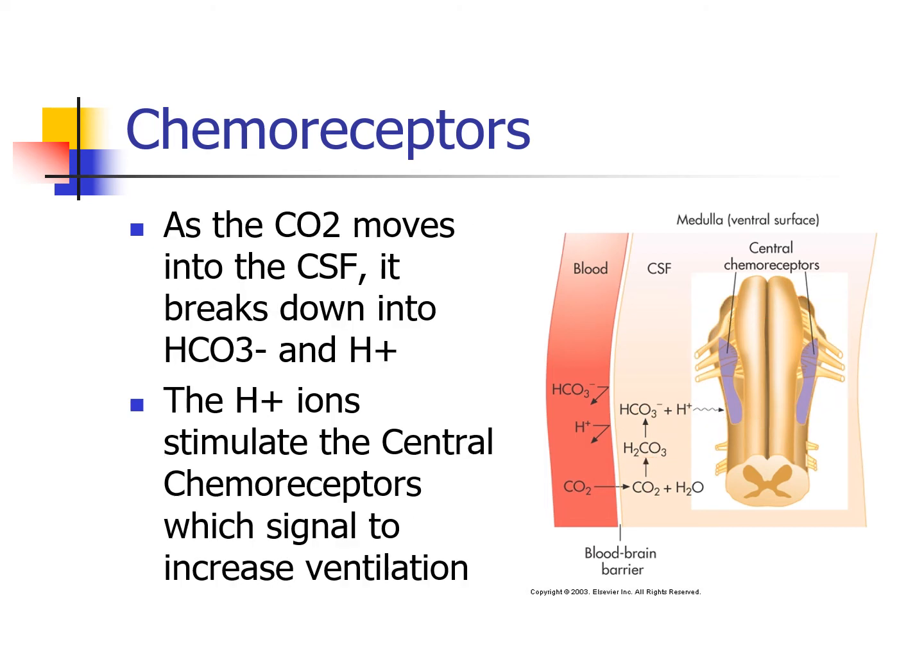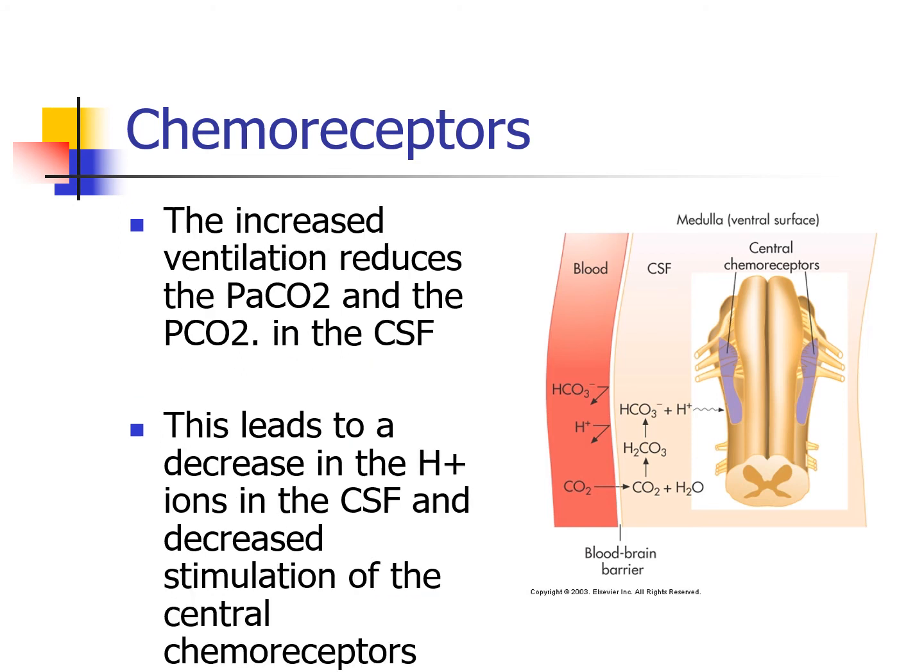Right? As the CO2 moves into the cerebral spinal fluid, it breaks down. We talked about this in the carbonic acid equation. It breaks down into bicarb and hydrogen ions. When it sees the hydrogen ions, it stimulates the receptors to breathe faster and deeper. Well, the inverse is also true, right? If we had low hydrogen ions, it would stimulate the central chemoreceptors to decrease ventilation. So in this situation, high hydrogen ions, which means you're in an acidosis, should stimulate it to increase ventilation.